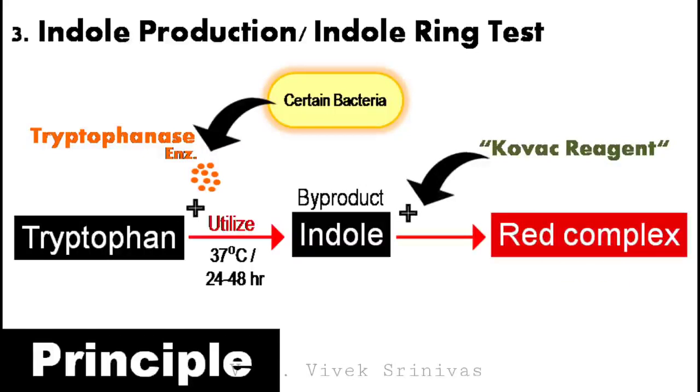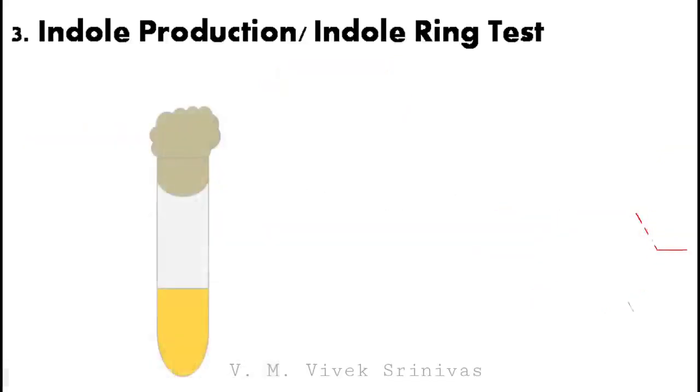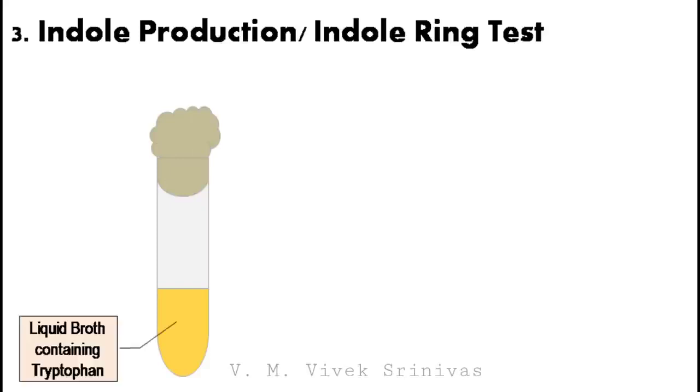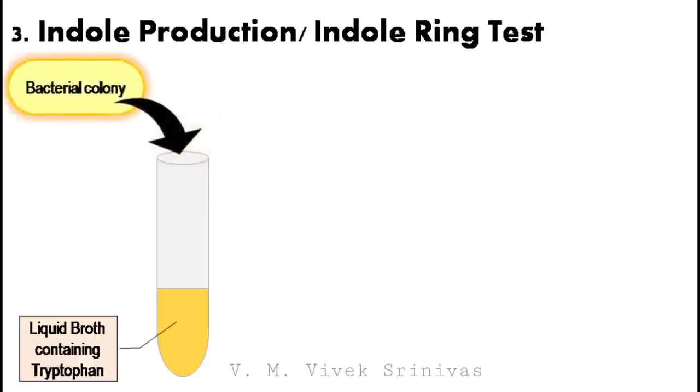This is observed as the red ring. This is also referred to as the indole ring. This is the principle behind the indole ring test. The procedure. This test is performed in a test tube with liquid broth containing tryptophan. Now, take the bacterial colony and inoculate it into this broth.